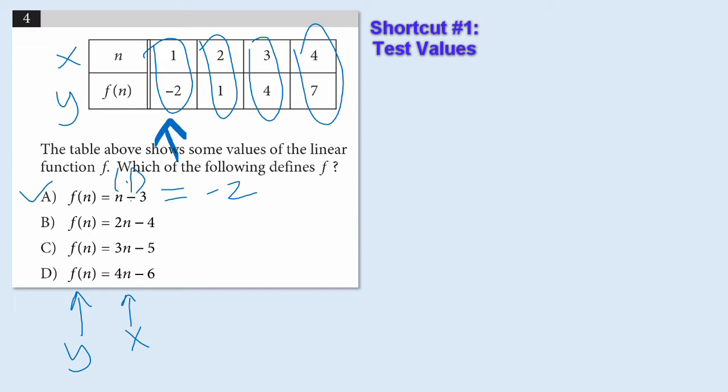And then let's look at the second equation. I have 2 times 1, which is 2, minus 4, which is -2. So B is still a good candidate. And then for C, I have 3 times 1, which is 3, minus 5, which is -2. So C is viable. And then in D, I have 4 times 1, which is 4, minus 6, which is -2. So 1, -2 works in all 4 of those equations.